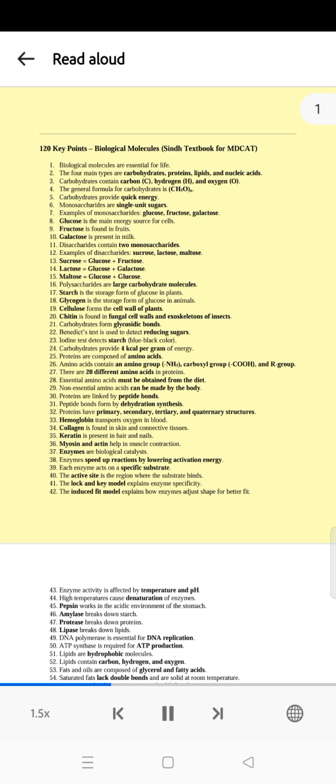Enzymes are biological catalysts. Enzymes speed up reactions by lowering activation energy. Each enzyme acts on a specific substrate. The active site is the region where the substrate binds. The lock and key model explains enzyme specificity. The induced fit model explains how enzymes adjust shape for better fit.